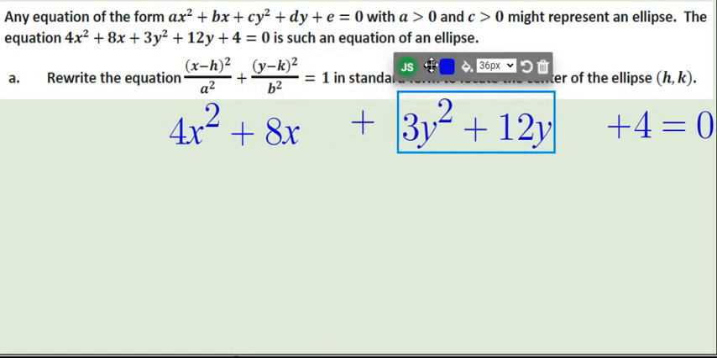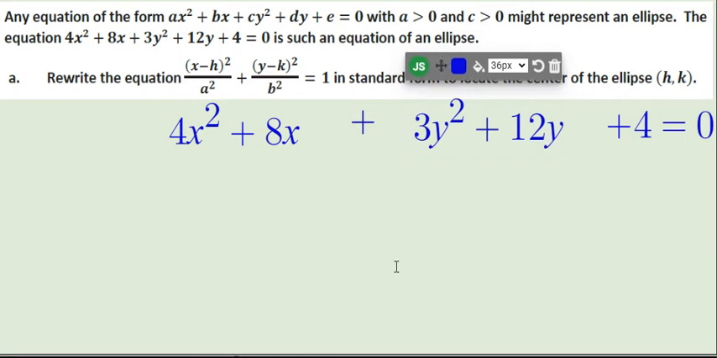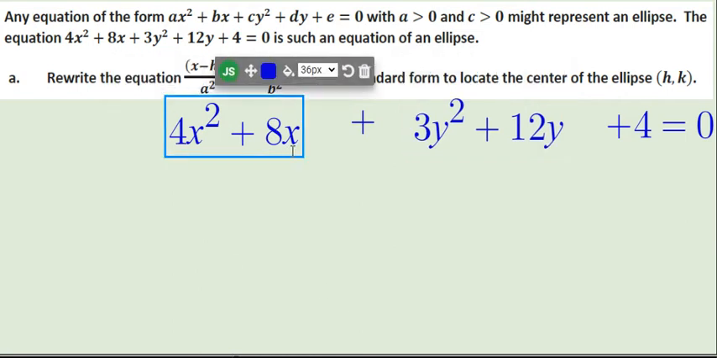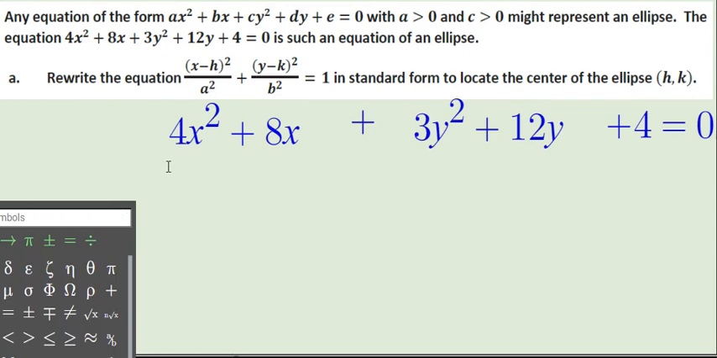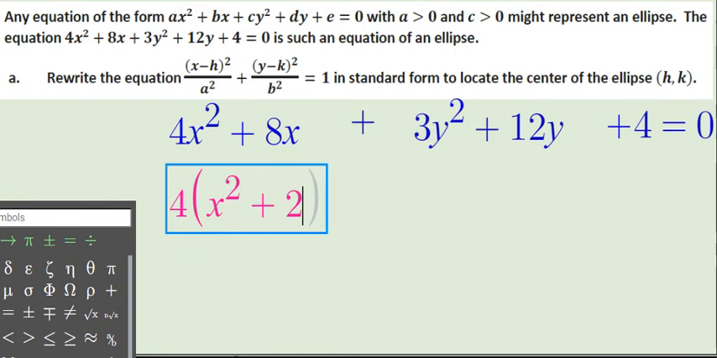And then I start thinking about what I can actually do to complete the square. When I look at 4x squared plus 8x, what I really want to do is get that 4 out. So if I divide everything by 4, I'm left with x squared plus 2x inside parentheses. Bring down this plus.